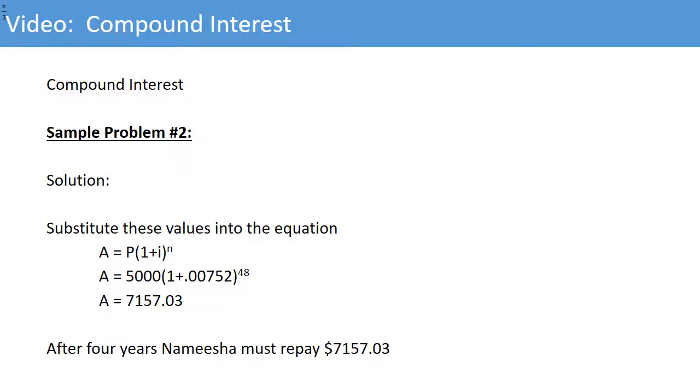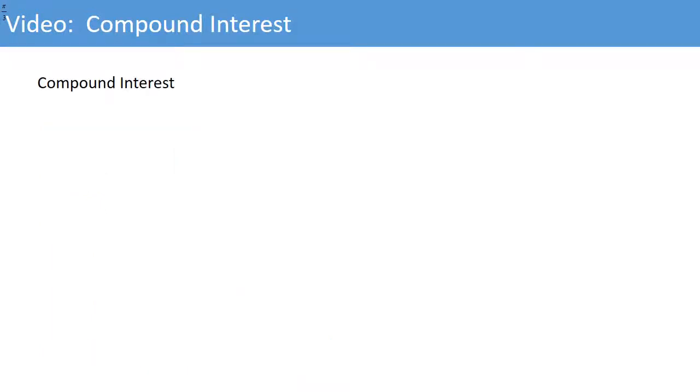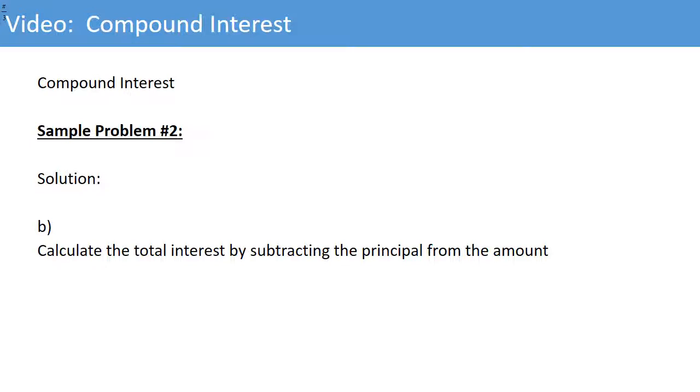So she must repay that amount. How much does she pay in interest because she borrowed the money? Calculate the total interest by subtracting the principal from the amount. 7,157.03 minus 5,000 is 2,157.03. So she has to pay $2,157.03 in interest.